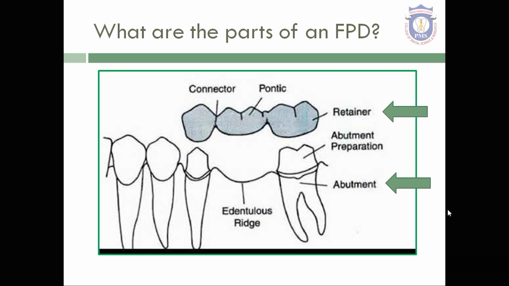Then you have the retainer. The retainer is the part of the FPD that will be resting on the abutment. Then you have the pontic. The pontic is the part of the FPD which exclusively replaces the edentulous area. And finally you have the connector, which connects the retainer and the pontic.